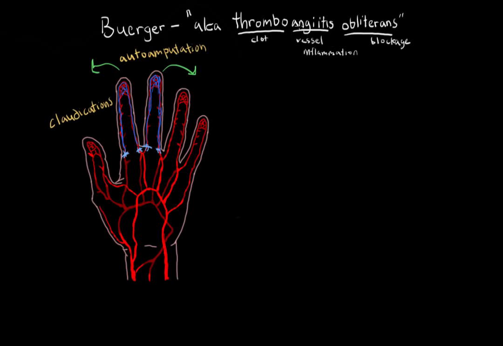So here we've got clot formation, vessel inflammation, and blockage. We can think there's vessel inflammation in this disease causing a clot, which creates a blockage in blood flow. And so you see these symptoms of claudication and autoamputation. Death of the cells, necrotizing vasculitis. Other symptoms that you see are ischemic ulcers, gangrene.